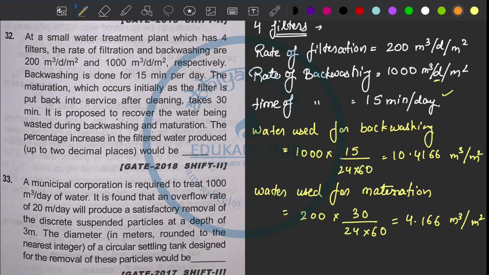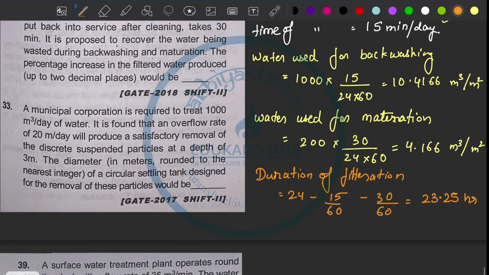And do we know the duration of filtration? Can we calculate it? Yes. Total we have 24 hours in a day, right? Out of that, 15 minutes are going in backwashing and 30 minutes are going in maturation. Minutes converted into hours, divided by 60, the value comes out to be 23.25 hours. So total time it is taking for filtration is 23.25 hours. Okay.